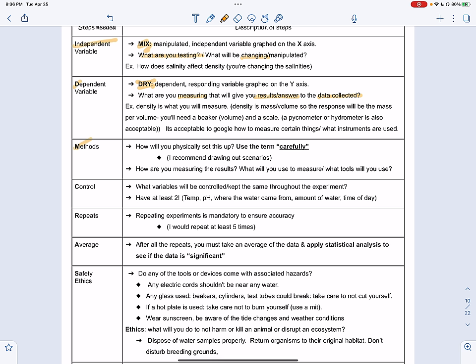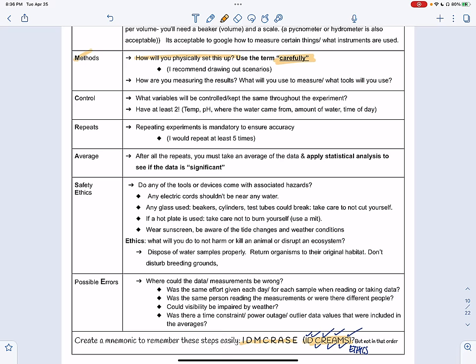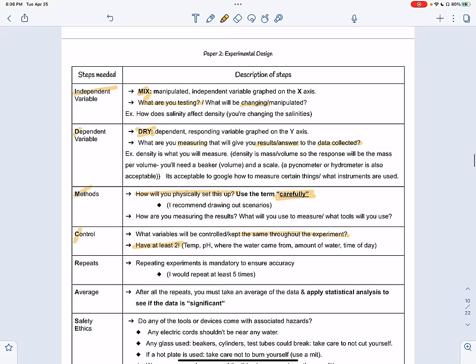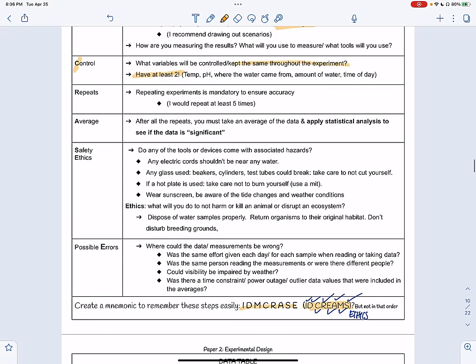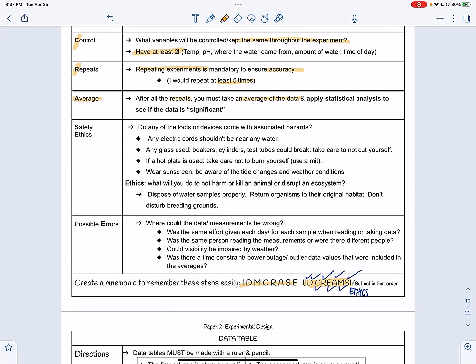The methods is how you're physically going to do this. Use the term carefully, like I will carefully pour, and so on. Control variables, have at least two. These variables are going to be kept the same throughout the experiment. The only thing you should be changing is the independent variable. Everything else should stay the same. You need to have the statement that says you're going to repeat the experiment for accuracy. My students know to say you're going to repeat it at least 5 times. The experiment will be repeated at least 5 times for accuracy, and then you can get that mark. Averages. After all the repeats, you're going to take an average or a mean of the data. And if you want to be extra, you could say, I'm going to apply statistical analysis to see if the data is significant.